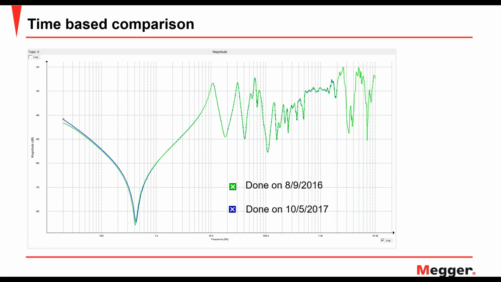Now let's look at some examples of comparisons. Here we are looking at a time-based comparison done on a transformer. The two measurements were taken a year apart. You can see that there isn't much difference. There is some difference in the lower frequencies, and that can be because of the state of the core, can be because of the test setups. So minor deviations can show up even if there's nothing wrong with the transformer.